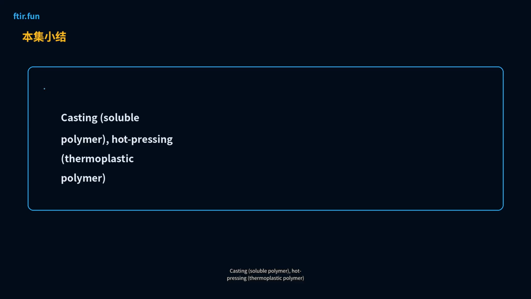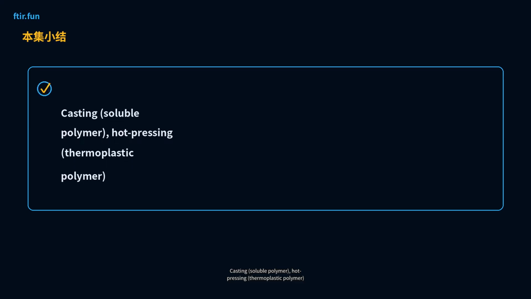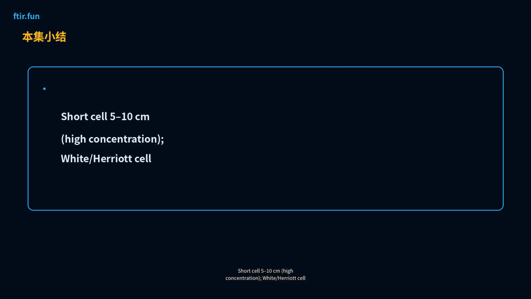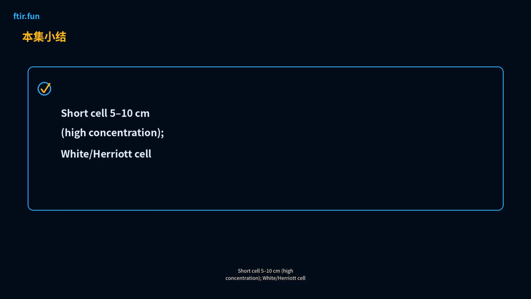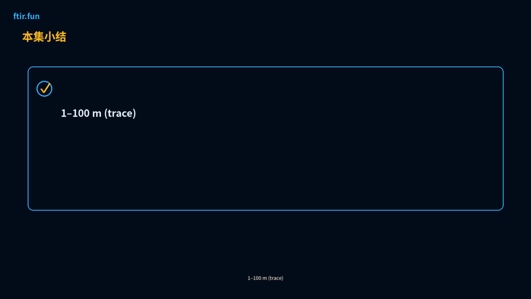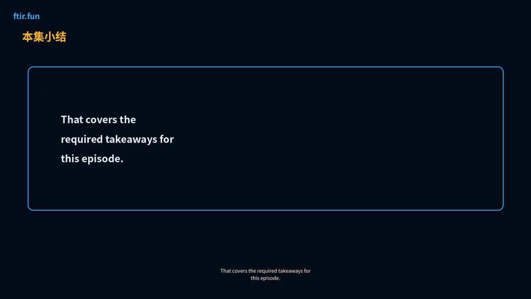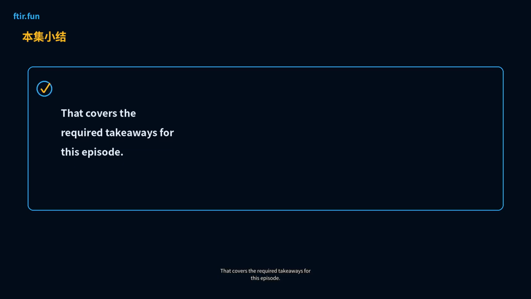Film method: testing polymer, thermoplastic polymer. Gas cell: short cell of 10 centimeters for high concentration, White cell, 100 meters for trace. Status of transmission: still irreplaceable for quantification, gas, libraries, teaching. That covers the required sample for this episode.